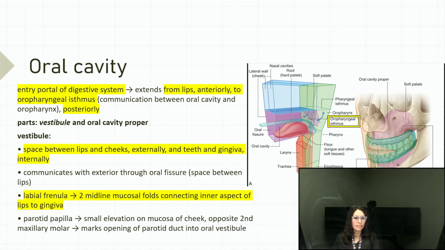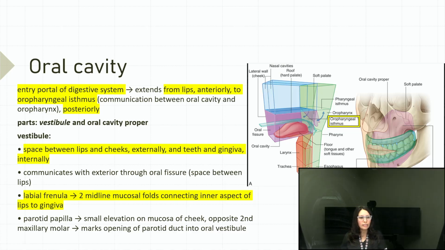So it extends from the lips anteriorly, so you can see on this picture right here, to the oropharyngeal isthmus, which is more posterior. I have it on this other picture. You can see it in this imaginary picture. So it's divided into two parts, a vestibule and an oral cavity.